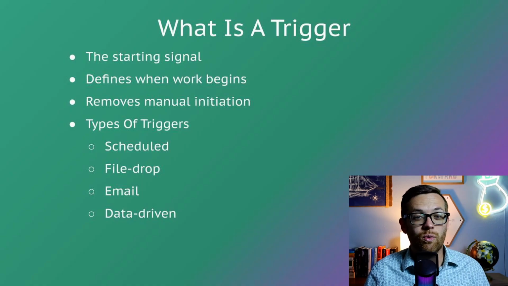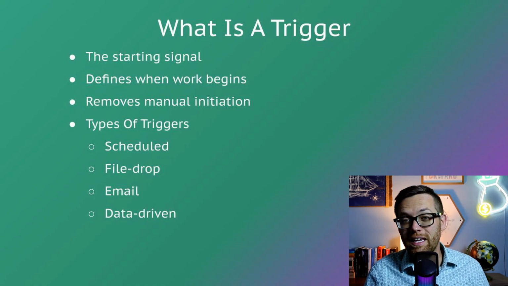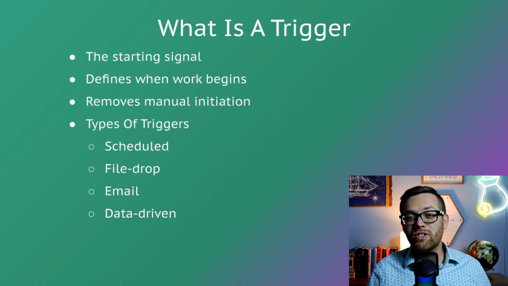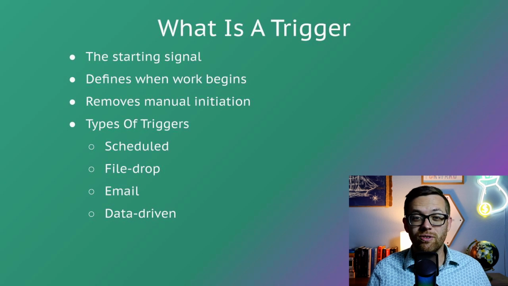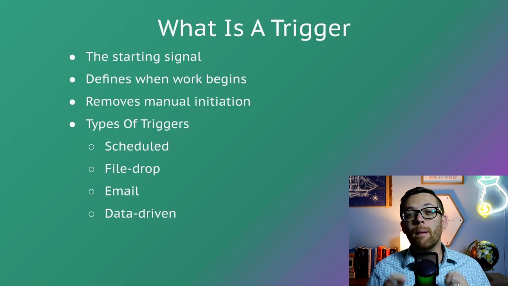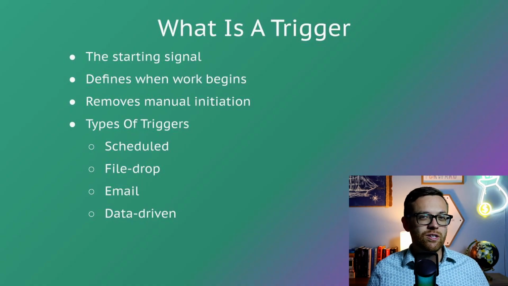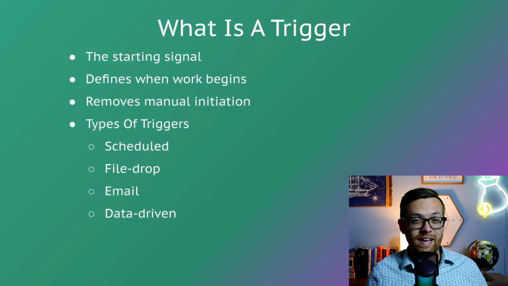You can also trigger workflows based on incoming emails, data values changing, balances crossing thresholds. These are certainly more advanced, but they're incredibly powerful. And this is where automation can become proactive instead of reactive.